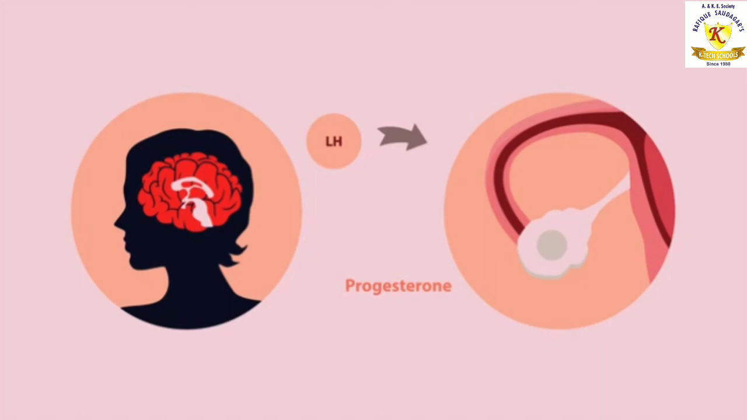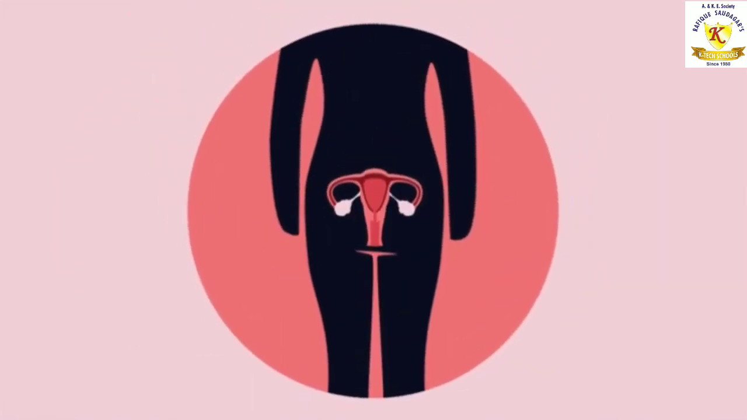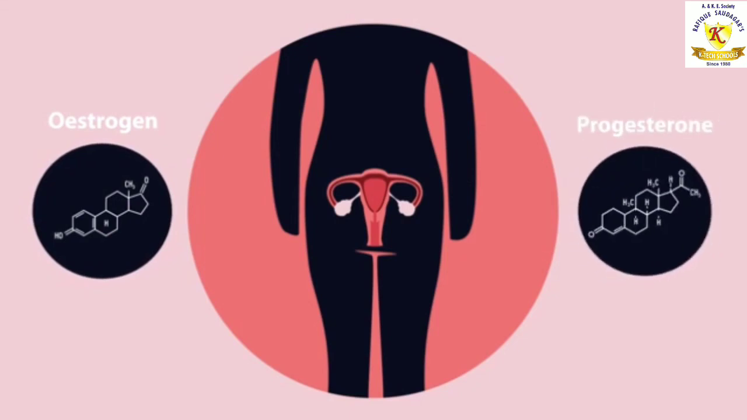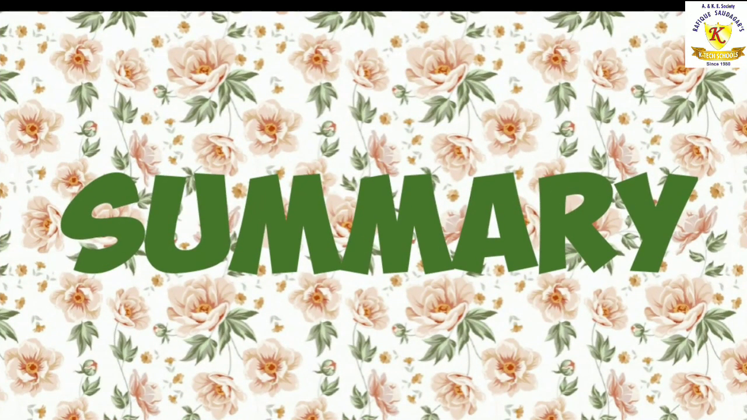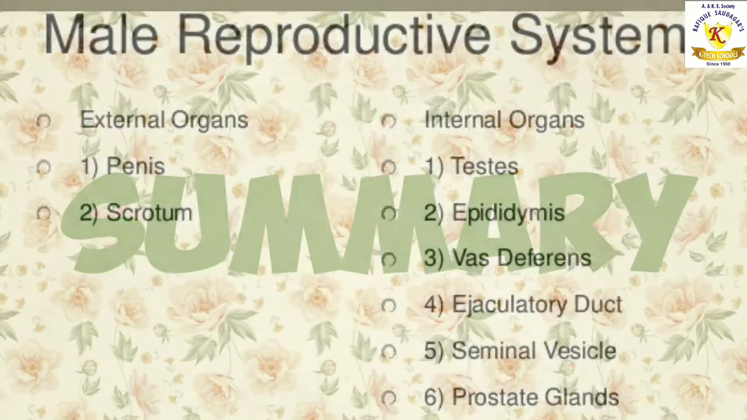So now you must have understood how the menstrual cycle works, how the main hormones estrogen and progesterone control it, and how a woman's body is affected by these drastic changes. Yes, children? So you must have understood and the concept is clear. Good. Now children, let's have a look at the summary of what we have learnt.